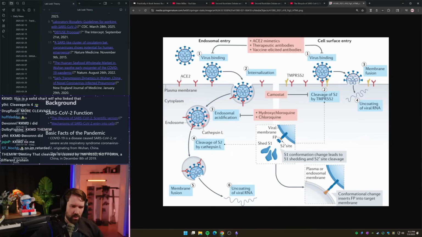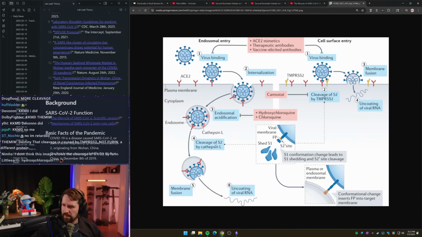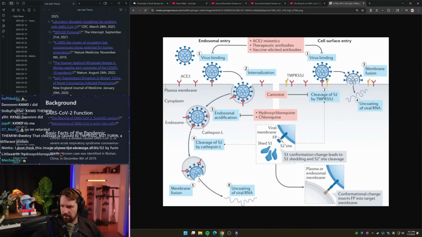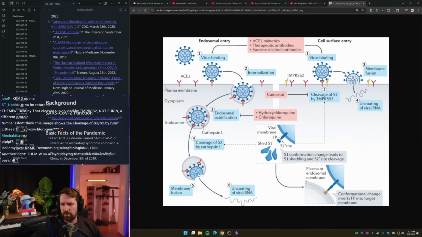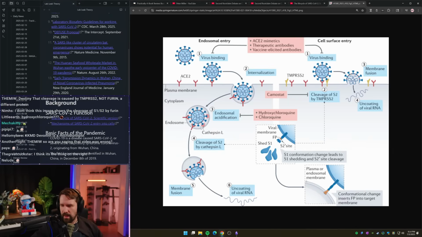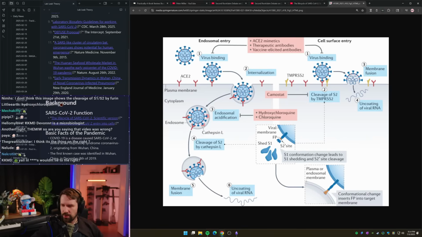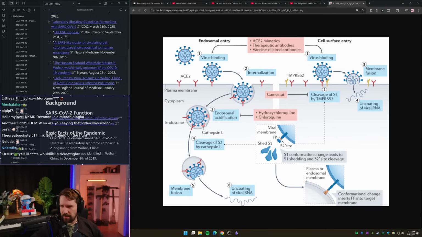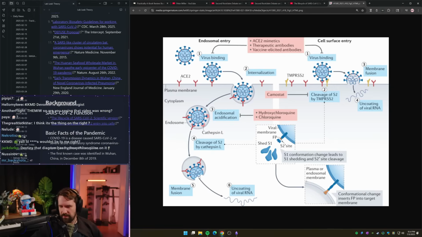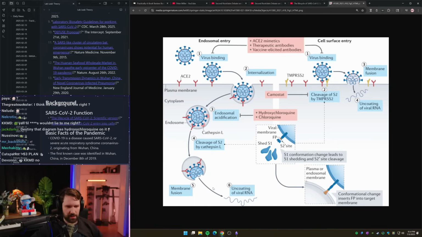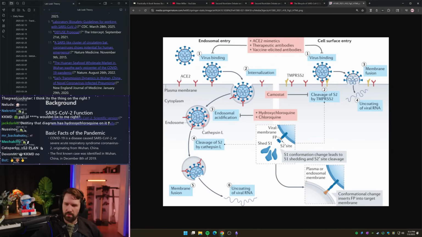That cleavage is caused by TMPRSS2, not Furin. This is cleavage of S2 though. Isn't that different than S1? Isn't S2 what allows for the fusion? That's what's happening here. When the S2 thing gets cleaved, then it fuses to the cell membrane and injects into the cell here. No?